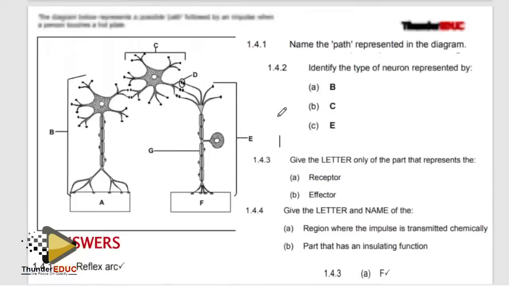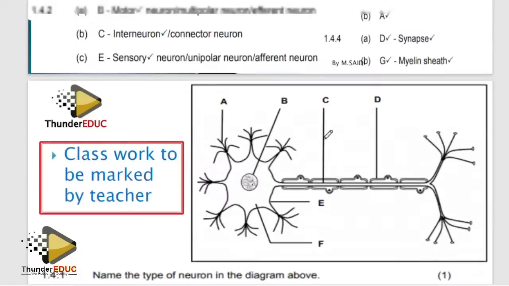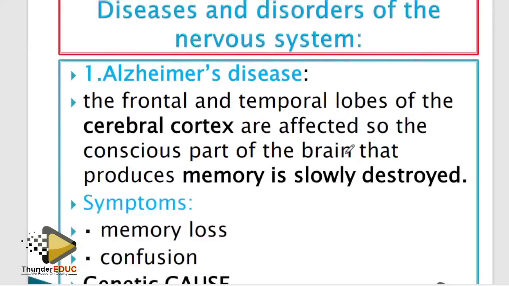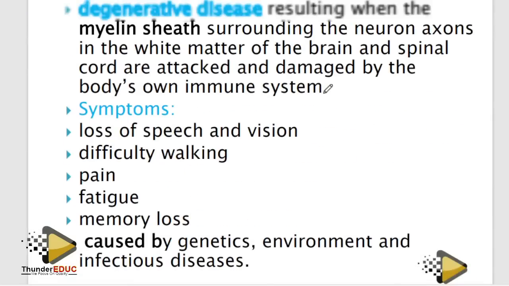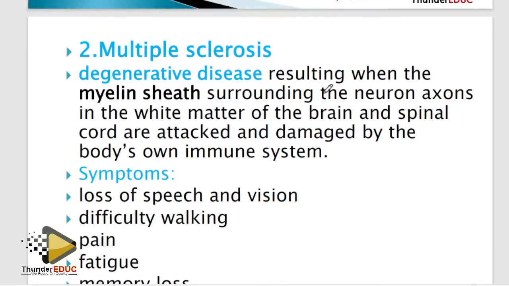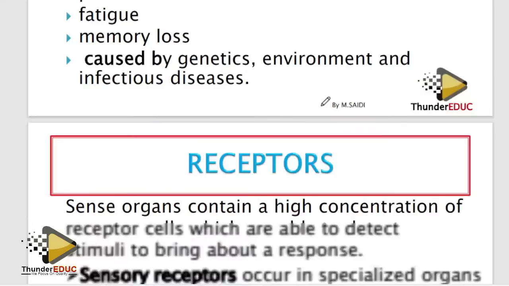These are some of the questions. I'm not going to go through them, but you will be able to answer. Alzheimer's disease and multiple sclerosis are liked in objectives. So for Alzheimer's disease, you have to know what is destroyed. Basically, it is the brain. And then in multiple sclerosis, what is destroyed is the myelin sheath, it degenerates. Sometimes you call it a degenerative disease.